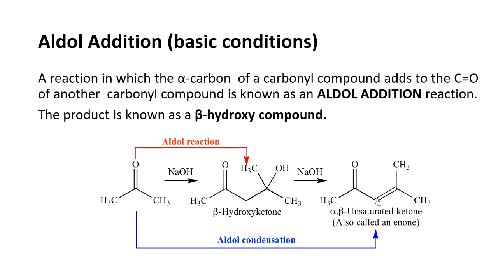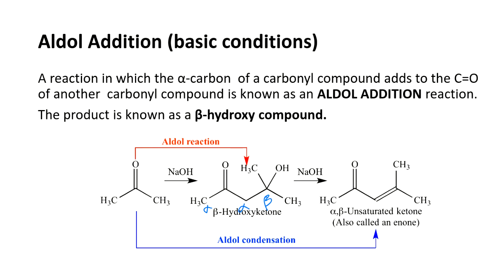And so the product that we form here in the first step is a beta hydroxy compound, because the hydroxyl group is going to be added in the beta position, that is beta to the carbonyl group. So here we have our alpha positions, and our hydroxyl group will end up in the beta position. So the product that is formed is referred to as a beta hydroxy compound.